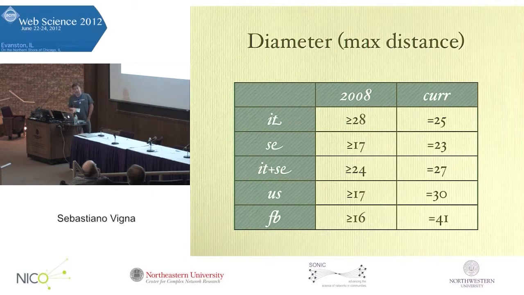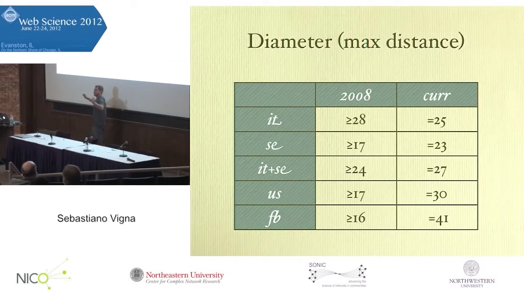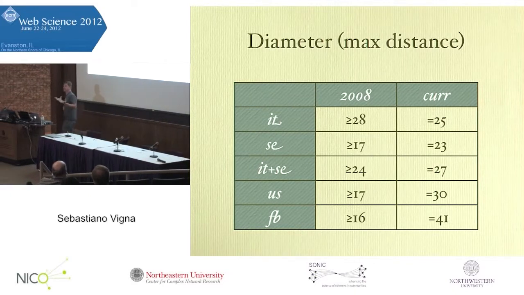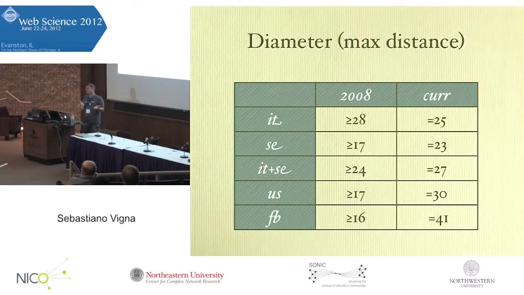Just as an anecdote, we computed the diameter, so the maximum distance, for the recent graphs, which is interesting. There are people 40 degrees away, so there are people that are actually very far in the graph. Simply, they don't really change the mean because they are very rare. But you can see that there is a difference, again, between the United States or Italy and Sweden and Facebook.